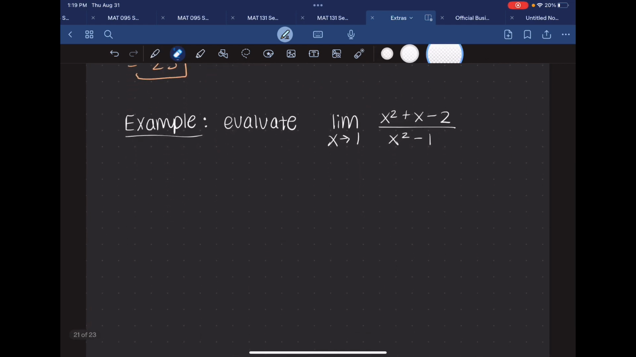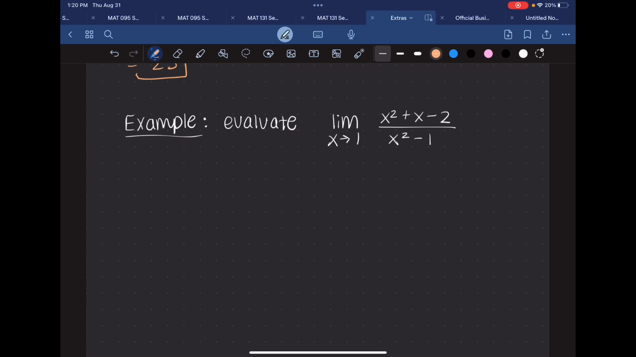Okay, so for this next example, we're evaluating the limit as x goes to 1 of x squared plus x minus 2 divided by x squared minus 1. Now, if you try to just plug in 1 from the get-go, you'll notice that you run across an issue. And it's that in the denominator, when you plug in 1, you end up getting 0. And so you're trying to evaluate some number divided by 0, and it's not working.